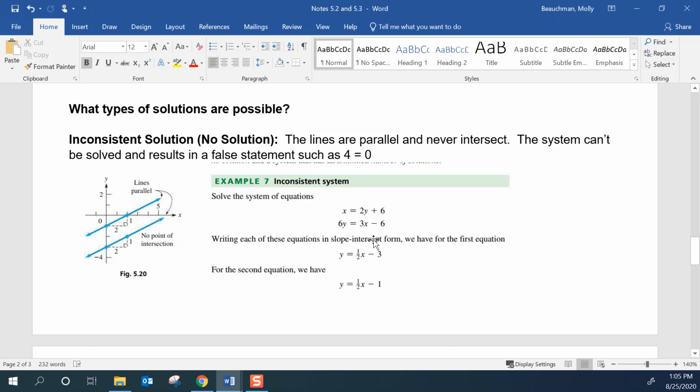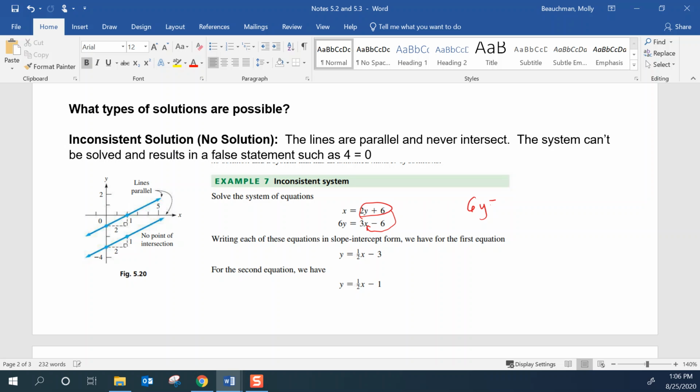So if you look at the system that we have here, x equals 2y plus 6 and 6y equals 3x minus 6, writing each of those in slope-intercept form, they have a slope of a half. And if you look at the graph, they never intersect. So there's no solution or it's inconsistent. If you were going to solve this algebraically, it's set up for substitution. Let's see what happens algebraically. I'm going to take that 2y plus 6 and substitute it in for x.